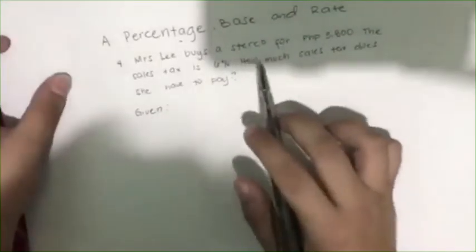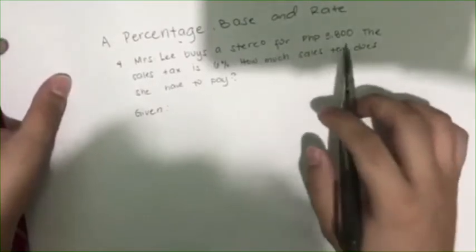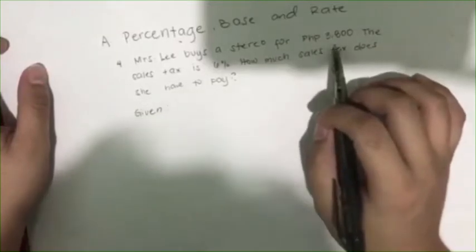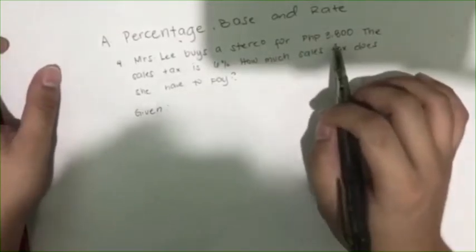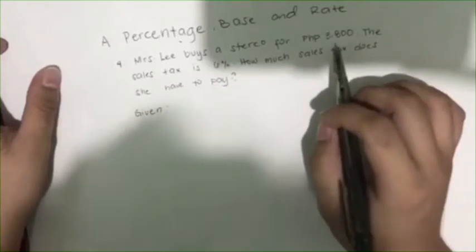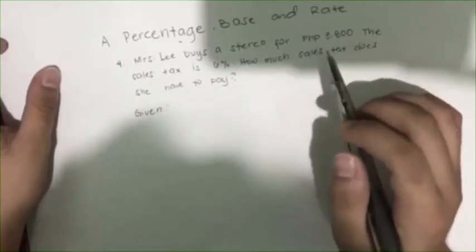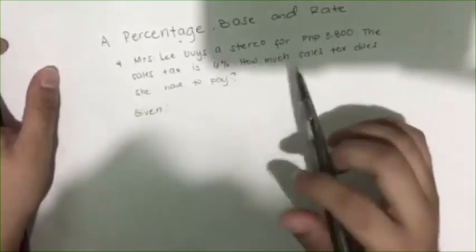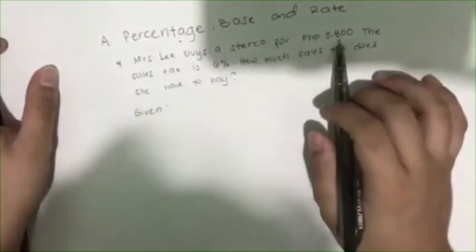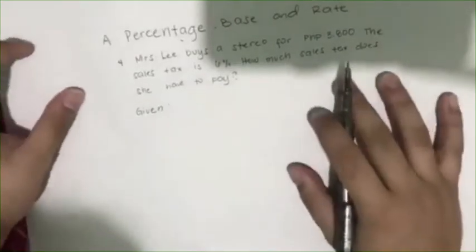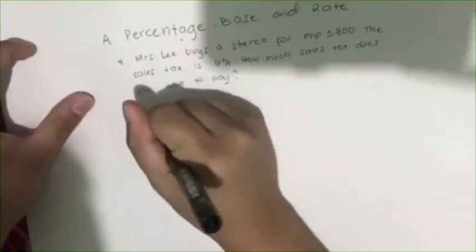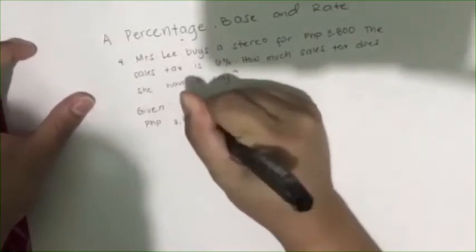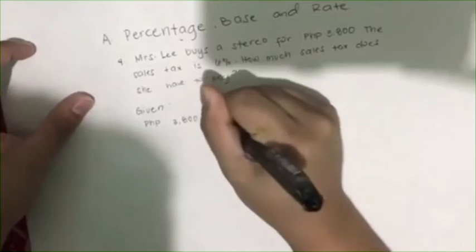So, Mrs. Lee buys a stereo for 3,800. So, ang una nating value is 3,800. It means, ito yung original amount ng stereo na hindi pa kinukuha ang sales tax sa total na babayaran mo. It means, siya ay base. So, meron tayong 3,800 base.